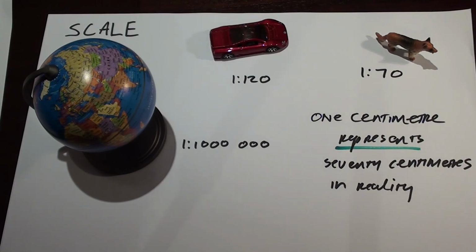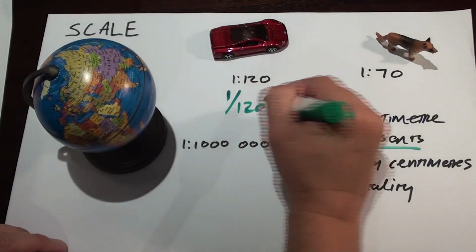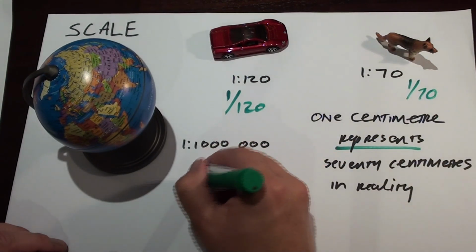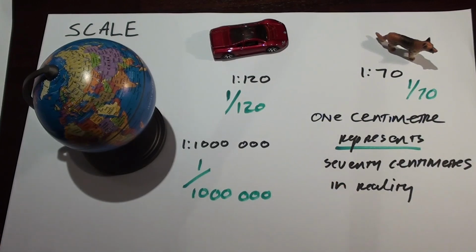Another way of writing it is this: 1/120, 1/70, 1/1,000,000. That is called a ratio scale.